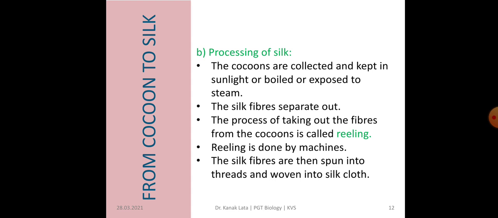The cocoons are collected and they are kept in sunlight, or they are boiled or exposed to steam, and then the silk fibers are separated out. This process of taking out fibers from the cocoon is called reeling. So what is reeling? It is a process in which the silk fibers are taken out from the cocoons, and this process of reeling is done with the help of a machine. Then the silk fibers are spun into threads and finally woven into silk cloth.